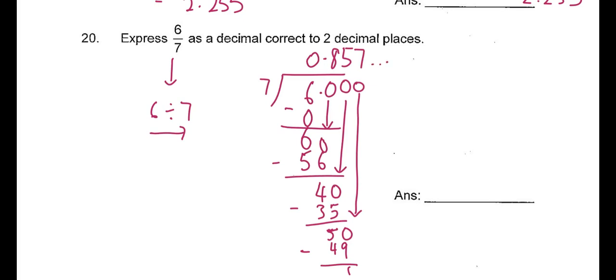Now, the reason why I can stop here is because I will know my third decimal place. I can use this as a way to find out should I round up or should I round down. In this case, I will need to round up because of the third decimal place. So I have the answer 0.86. That's for question 20.